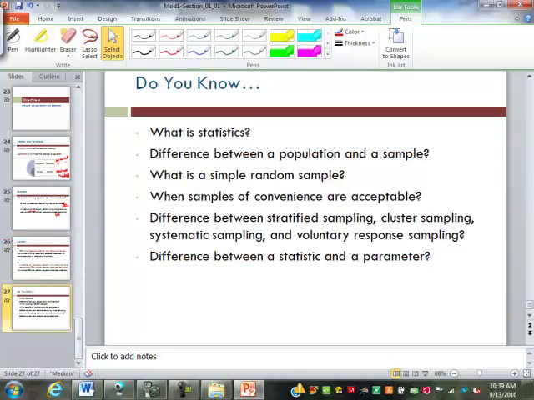So finally, this is what we just went through in this PowerPoint, section 1.1. What is statistics? It's the gathering of information to learn about a topic. Difference between population and sample: the population is the whole group, and the sample is a smaller group that we're actually going to gather information from. Simple random, we've discussed that at length. Convenience samples, when is it okay? As we said, when we have reason to believe that there's no significant difference between the whole group and the smaller group that we're going to be able to draw from. And then all the other sampling methods.